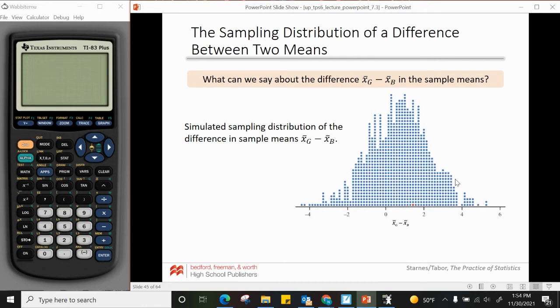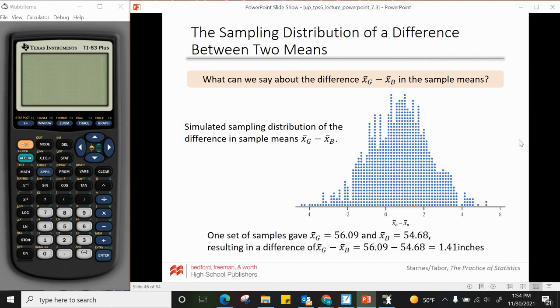Well, here's the sampling distribution for girls and boys. So we took all the samples, we took the girl samples and the boy samples, and we paired them up one and one, and found the difference. So that red dot right here is one set of samples. That's a girl sample and a boy sample, subtracted to get 1.41 inches. And that's what that red dot represents. It's one set of samples of girl minus boy.